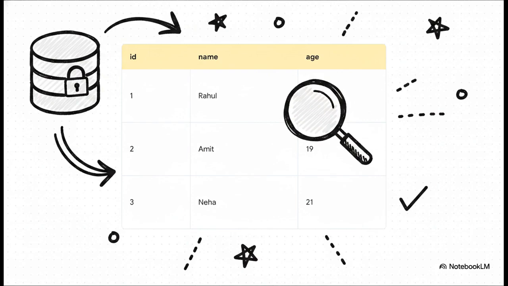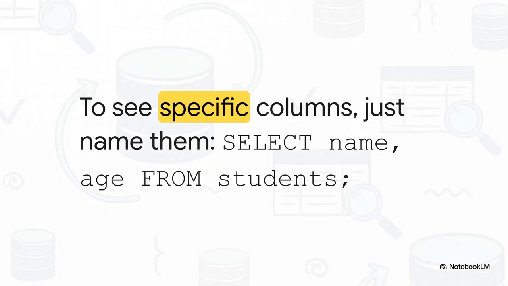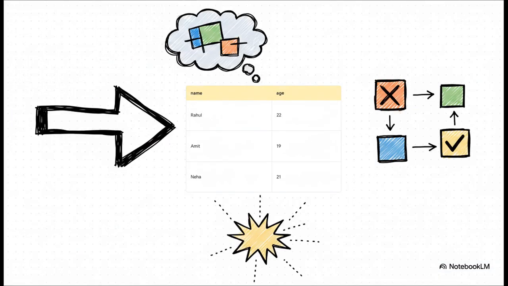Simple as that. But what if you don't need everything? So you just care about the students' names and their ages. Well, you just ask for them specifically. The command looks like this. Select name, age from students. See what we did there? Instead of the star, we just listed the exact columns we wanted, separated by a comma. And boom, the database gives you just the information you asked for. The ID column, it's gone. Why? Because we didn't ask for it. And that's the beauty of SQL. You get exactly what you ask for, no more, no less.